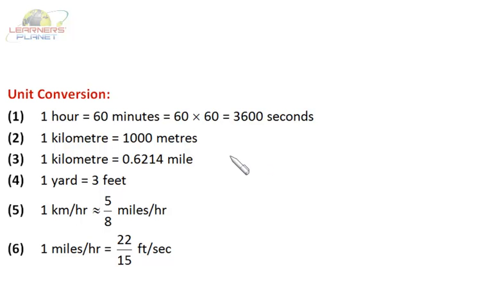Friends, some basic conversions are given over here which we'll be using while solving the questions. So 1 hour is 60 minutes, that is 3600 seconds, that you might be knowing. 1 kilometer is 1000 meters. 1 kilometer is 0.6214 miles, that is around 0.6 miles. 1 yard is around 3 feet, and 1 kilometer per hour is around 5 by 8 miles per hour, or 1 mile per hour is 22 by 15 feet per second.